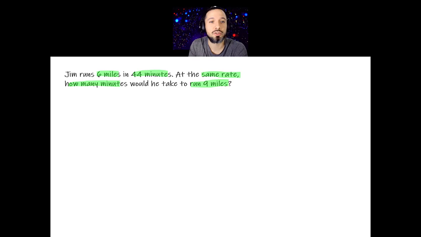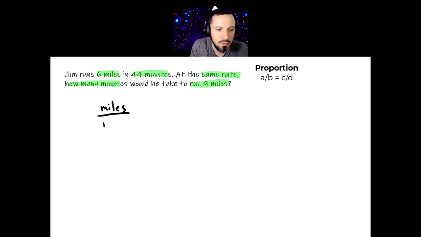We're dealing with the same variables, miles and minutes. And when they say the same rate, that lets me know that it's a proportion like this, 2 equal fractions. So I'm going to set it up just like that. I'm going to label it first, miles and minutes. So we just create a ratio. It doesn't matter which way you set it up as long as the fractions match up. So I'll do miles and minutes.